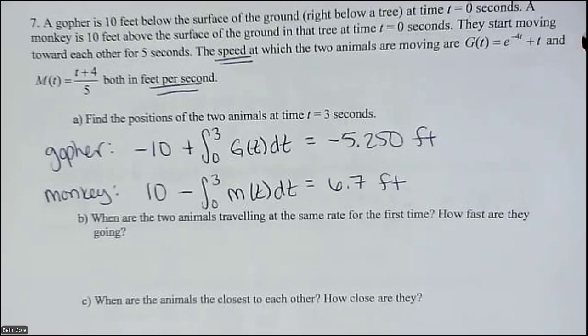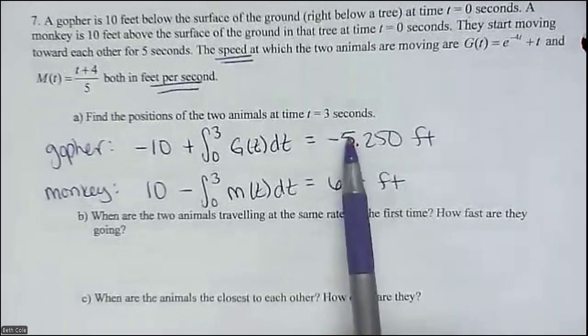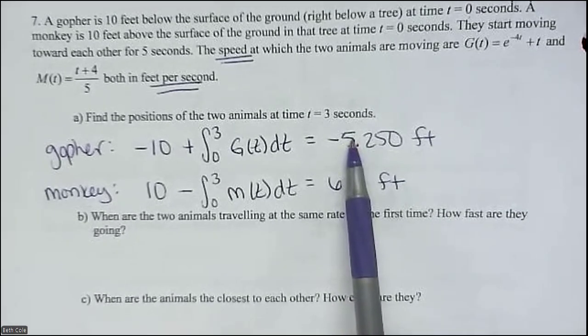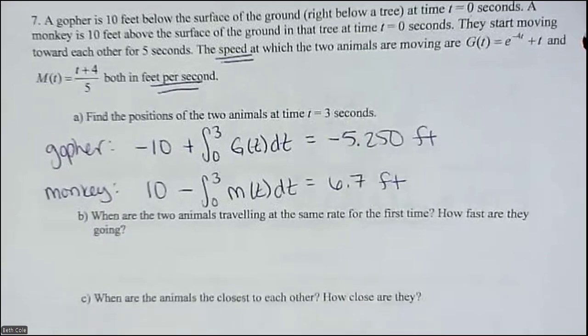What's going on with the gopher? Yeah, he's burrowing out. He's doing pretty good. And the monkey came down, but just like a little bit. Cool. So what is that number? So that means the gopher is still about 5 feet underground. That's where they are. We found their location. Good question.